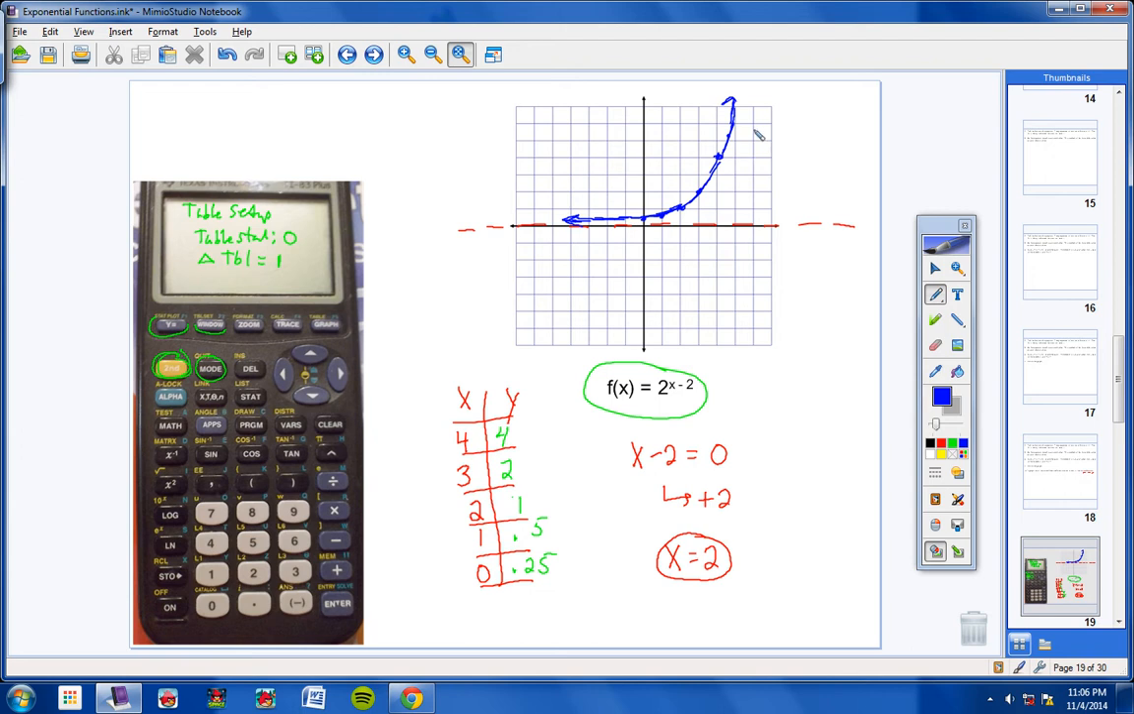Even though this graph is very gradually getting wider to the right, it is still continuing to go more and more to the right, okay? So there is no vertical asymptote, but there is a horizontal asymptote, okay? So there we go. That is how you graph an exponential function. Okay? Now let's go ahead and try another one real quick here.